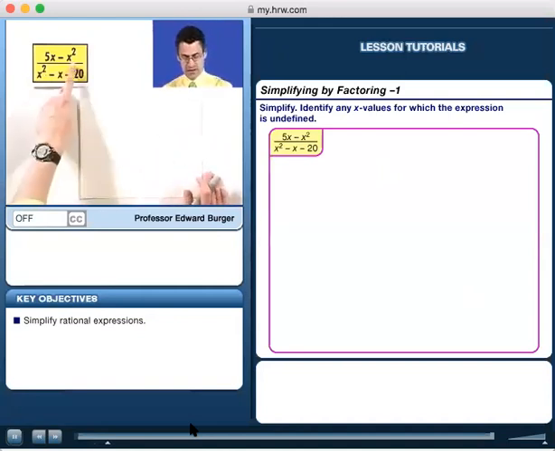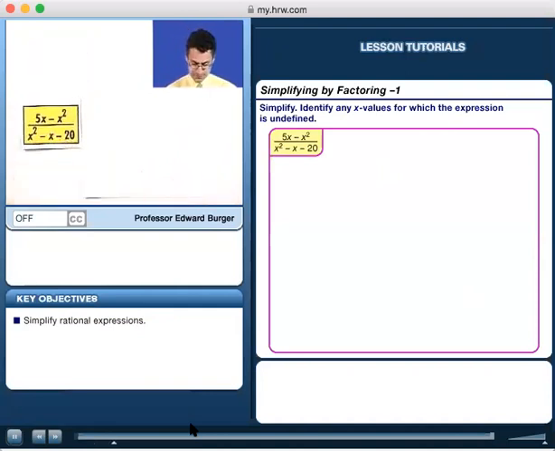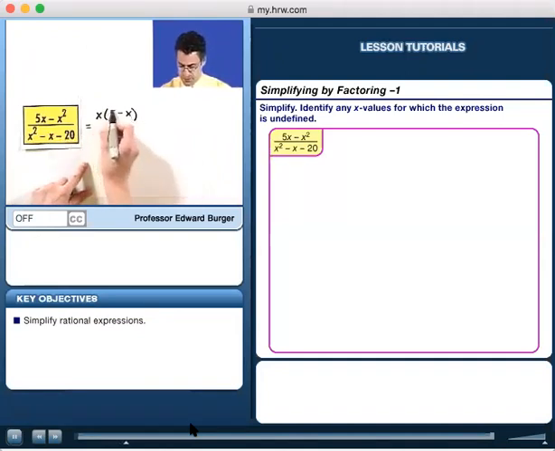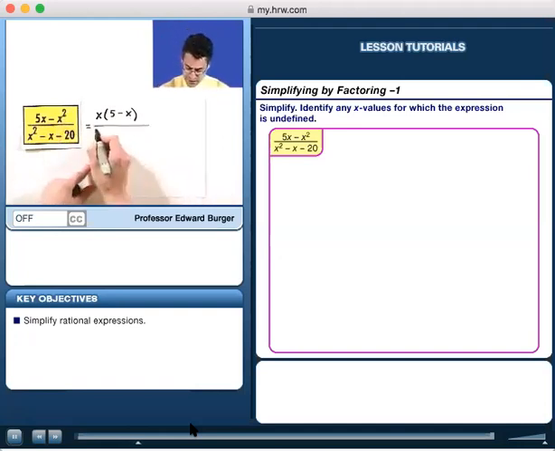I see a common factor of x here. So I'm going to factor out an x on the top. And when I do that, I see a 5 minus an x. You can check that by distributing the x back and making sure I see 5x minus x times x is x squared. This looks good. And then I'm going to divide this, and let's see if I can factor that denominator.